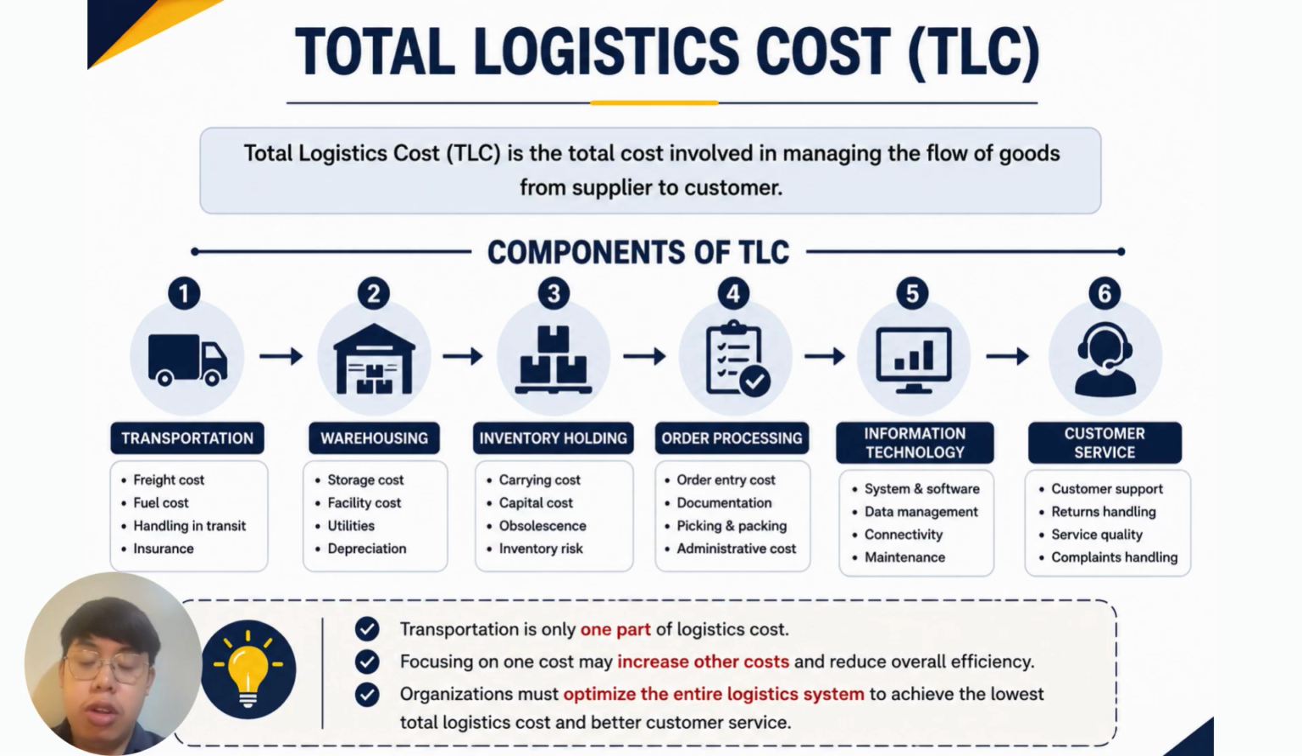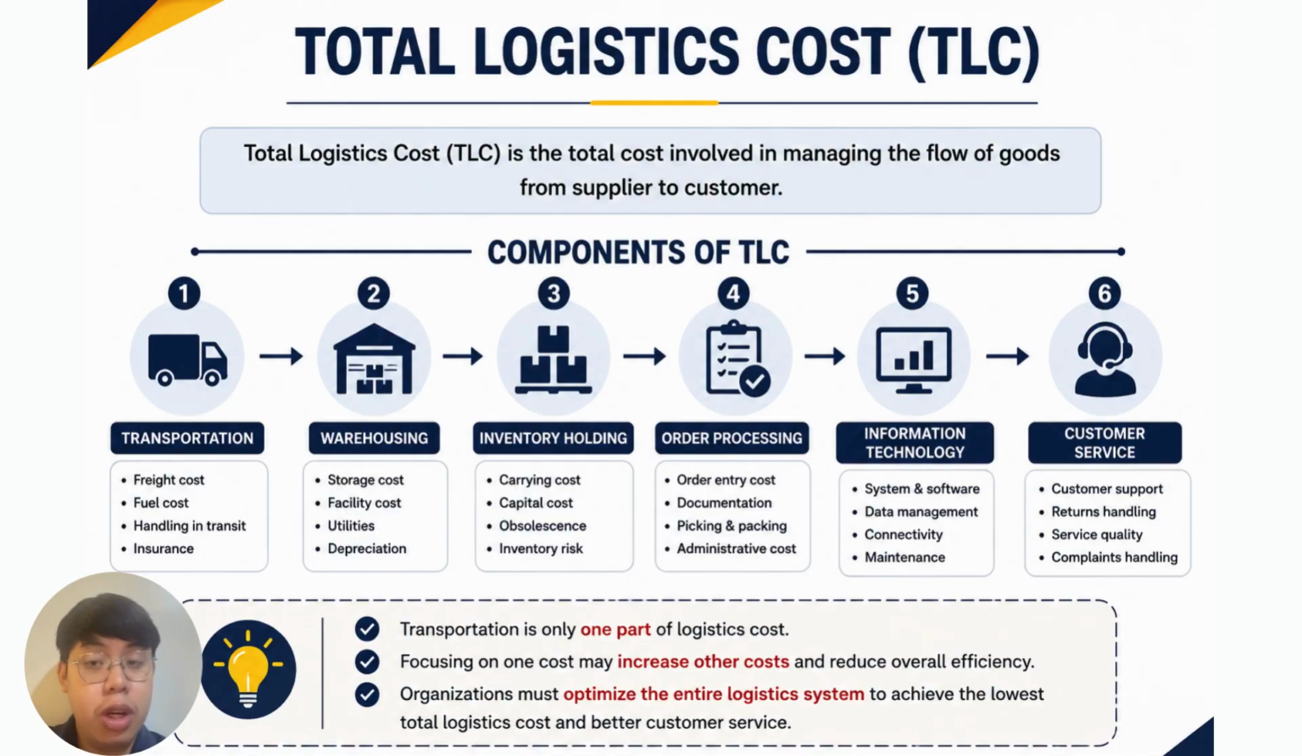So for this slide, total logistics cost or TLC is more than just transportation cost. It also includes warehousing, inventory, order processing, IT systems, and customer service. Every logistics activity adds cost to the supply chain. For example, in maritime shipping, choosing the cheapest freight can lead to demurrage charges, detention charges, port storage fees, and delivery delays if the shipment arrives late.